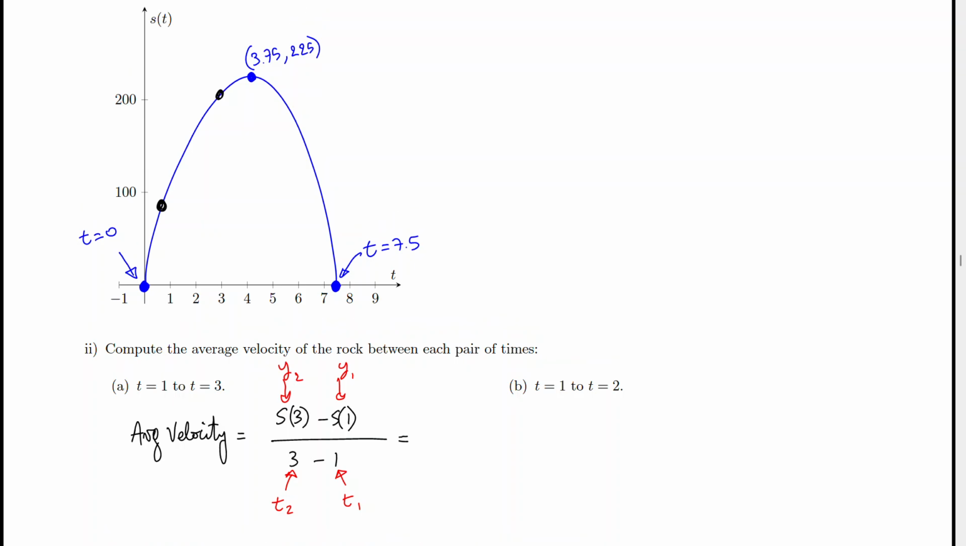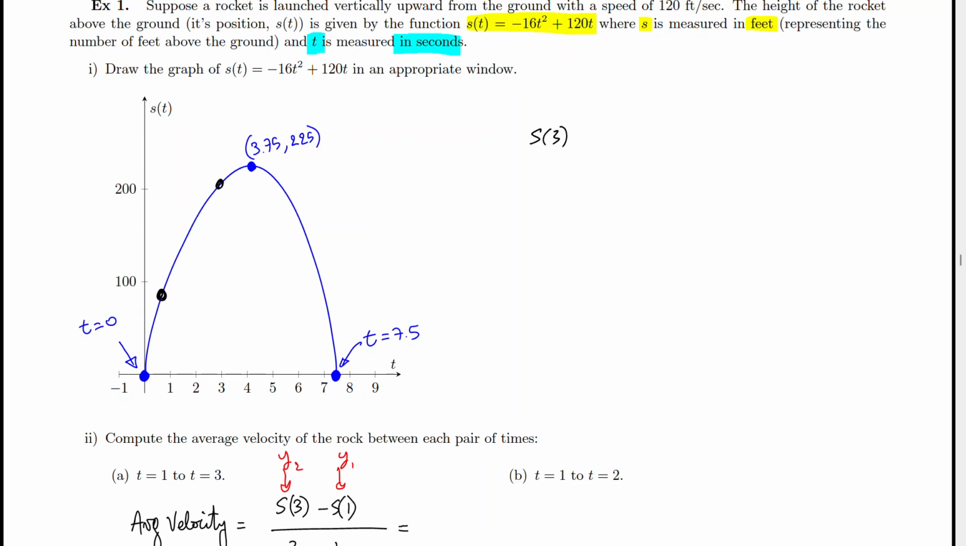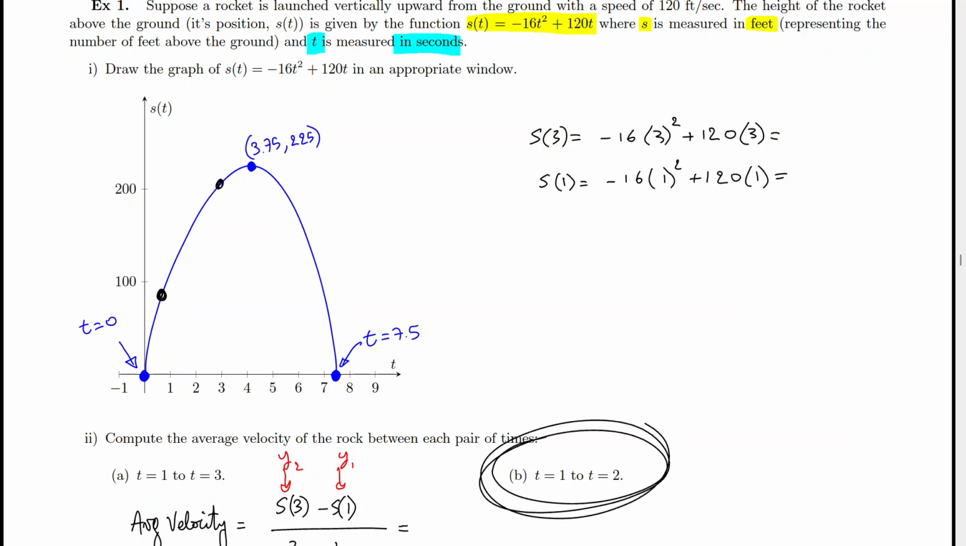So to find s of 3, I'm going to take my function s and plug in 3 into all the places where I see the t. And we can use our calculator to eventually find what this value is. For s of 1, it's basically the same idea. I'm going to take my calculator and plug all these numbers in and see what I get. Later on, I have to do the same thing with t equal to 1 and t equal to 2. So you know what? Let's do s of 2 right now.